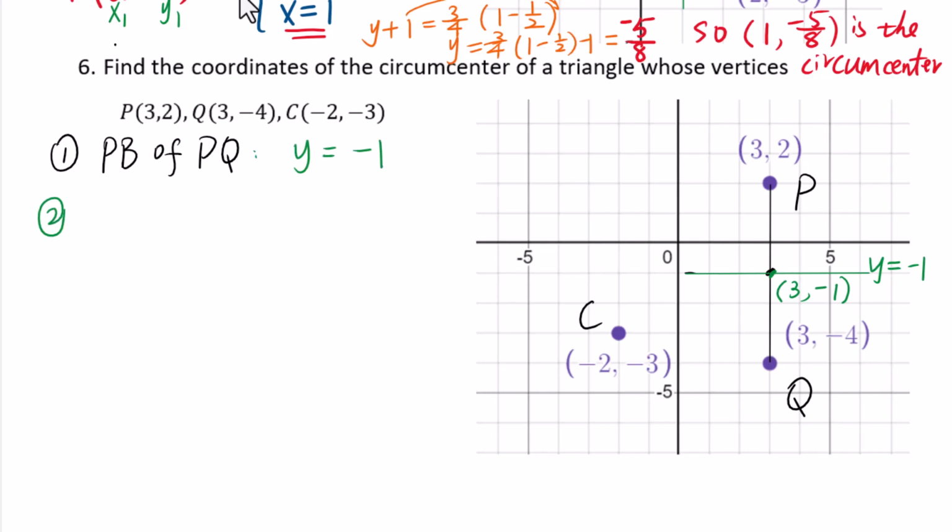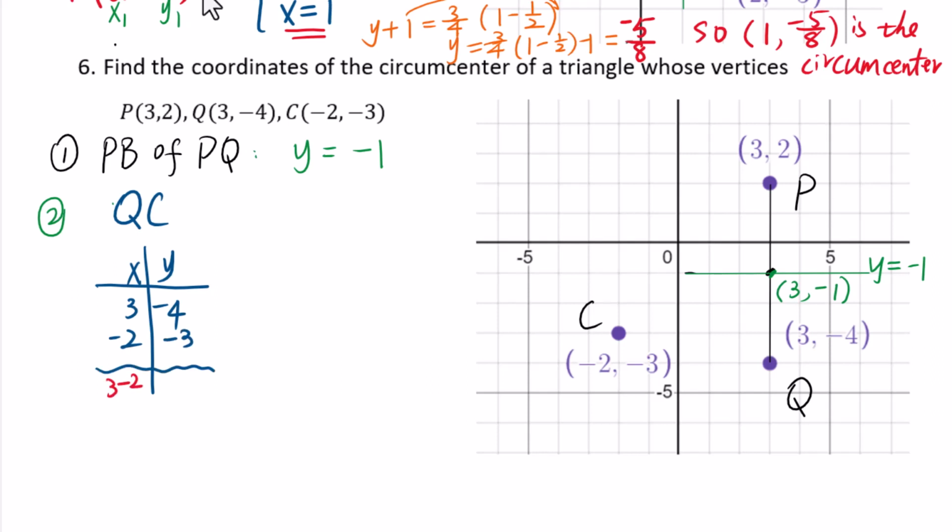Now let's figure out the perpendicular bisector of PC or QC. I will use QC. 3, -4, -2, -3. Midpoint first. 3 minus 2 over 2, that is 1 over 2. -4 minus 3 over 2 is -7 over 2.